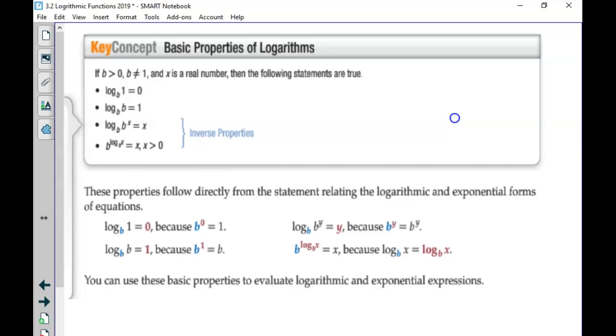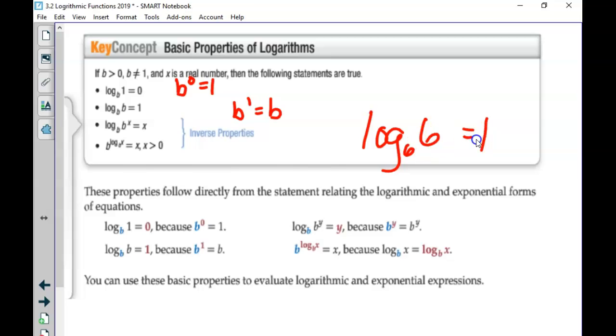All right, then some basic properties of logs. These should kind of make sense. Some of them are a little bit trickier. Log base b of 1 is 0 is saying b to the 0 is 1. Does that make sense, guys? Anything to the 0 power is 1. This one is saying b to the 1 equals b. Makes sense? So the log base 6 of 6 means 6 to what power is 6? So the answer would be 1. You can all rewrite that and think about that.